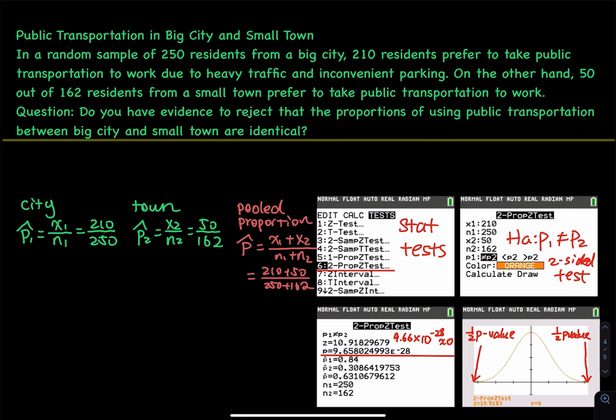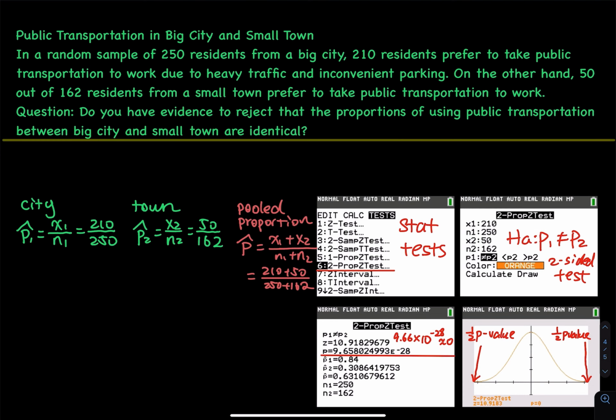My question is, do you have evidence to reject that the proportions of using public transportation between big city and small town are identical? So what is identical? Identical means they are equal. Do we use an equal in the alternative? Of course not. So when you see the word identical, identical means equal. So we put that equal in the null hypothesis, H0, right?